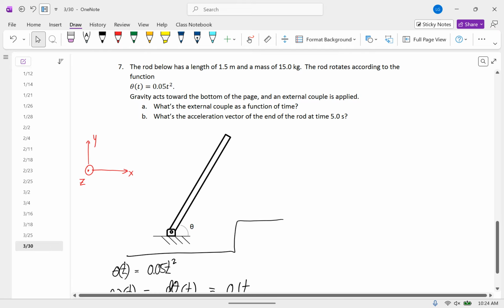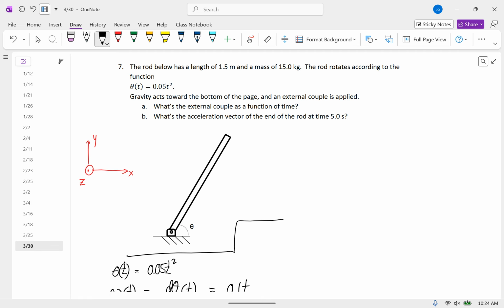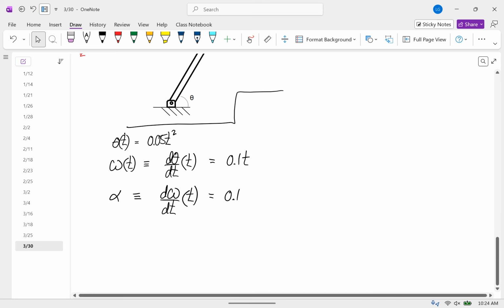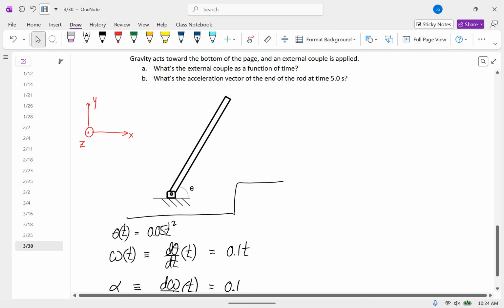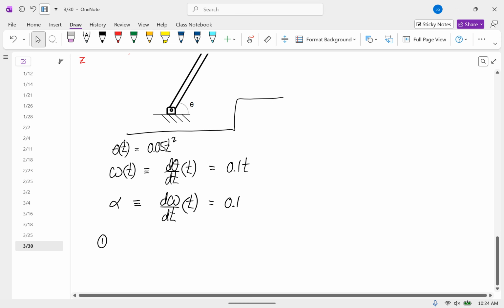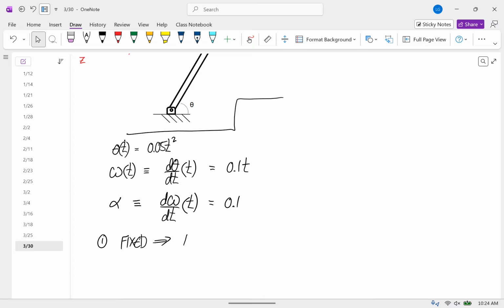And we know that it has a length of 1.5, and we're given the mass. So now I'm just going to start going through the steps of rigid body kinetics. The first step is, does this thing have a fixed point or not? Yes. How did we get the 0.1? I'm just taking the time derivative. So the hinge is our about point.